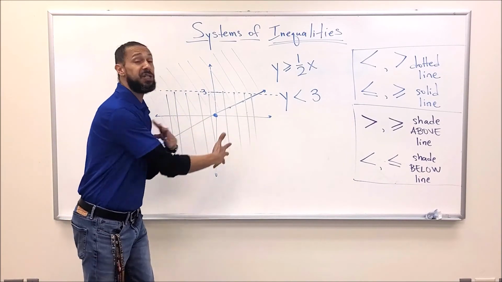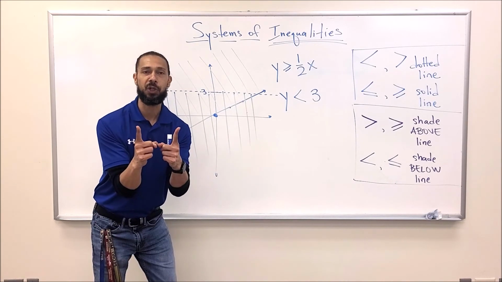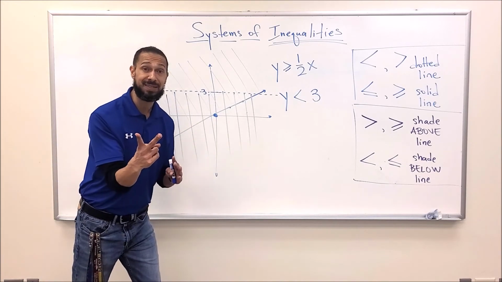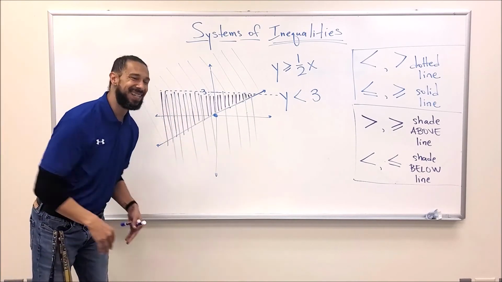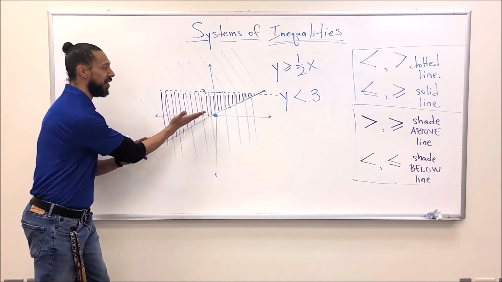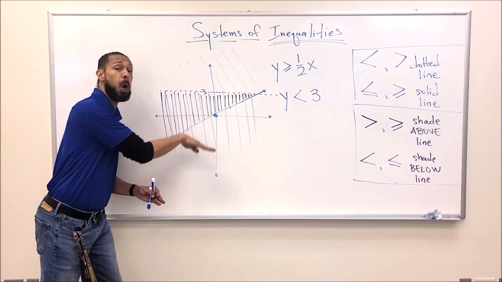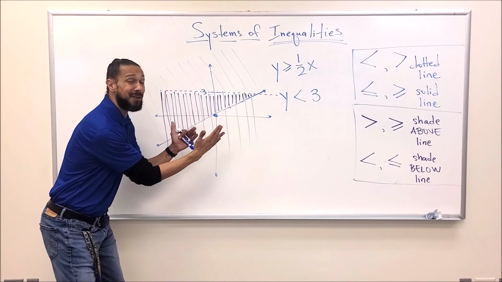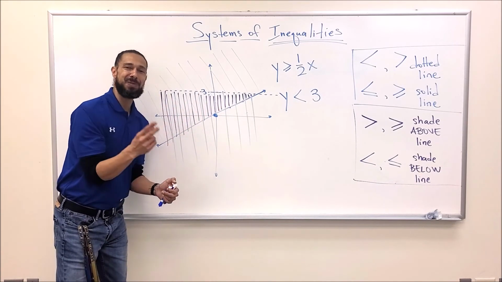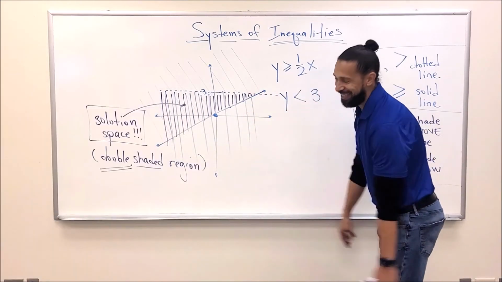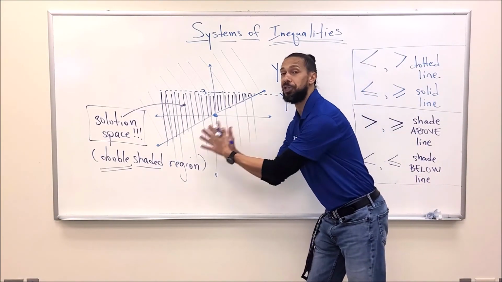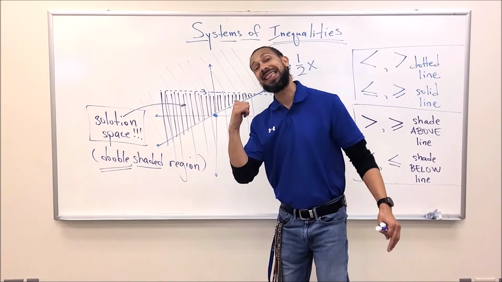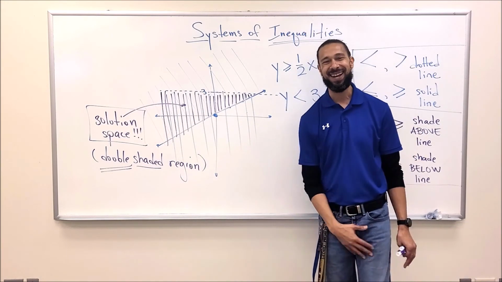Now, before our picture gets too complicated and crowded, this is what I want you to look for. What part of this picture did I double shade? There's a part of this picture that was shaded twice. Can you find it? Yes, that's the part that was shaded twice. I shaded above my first line and I shaded below my second line, and the two shadings overlapped. So in a system of inequalities, the solution space is the double shaded region. What that means is any point inside this double shaded region will be a solution to this system of inequalities.